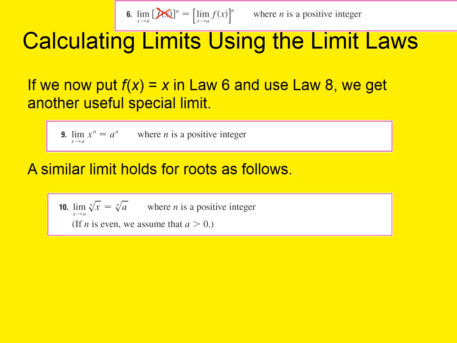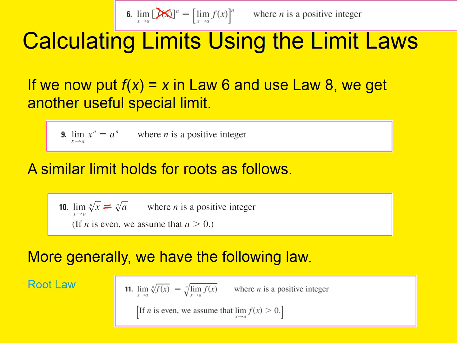For n even, in order for this to be true, we will have to assume that a is positive, because for n even and a negative, the root doesn't even exist, since we are dealing with reals here. More generally, we have the following law, a root law. The limit as x goes to a of the nth root of f of x is the nth root of the limit as x goes to a of f of x. The limit of a root is the root of the limit.